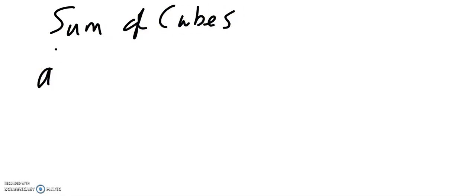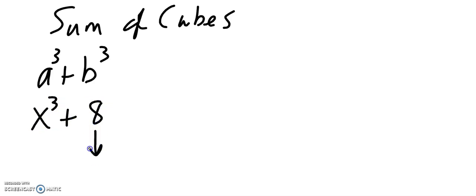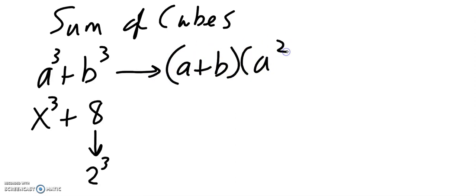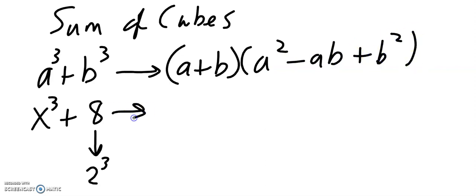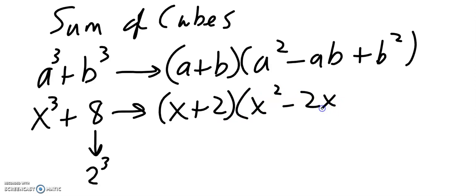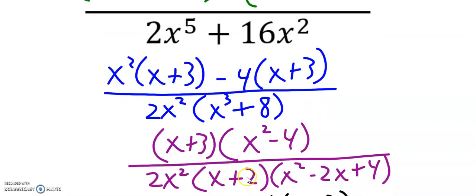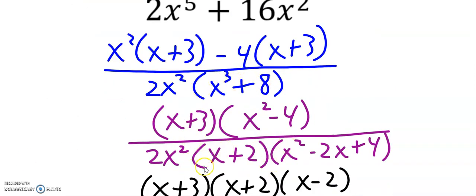if I have something of the form a cubed plus b cubed, which for my problem I had x cubed plus 8, but 8 is 2 cubed, then this becomes a plus b times a squared minus ab plus b squared. So if I translate that here, this becomes x plus 2 times x squared minus 2x plus 4. So that's how I got the denominator here. X cubed plus 8 became x plus 2 times x squared minus 2x plus 4.